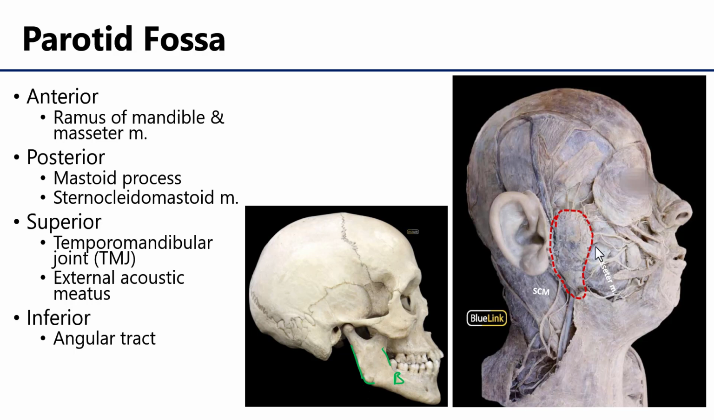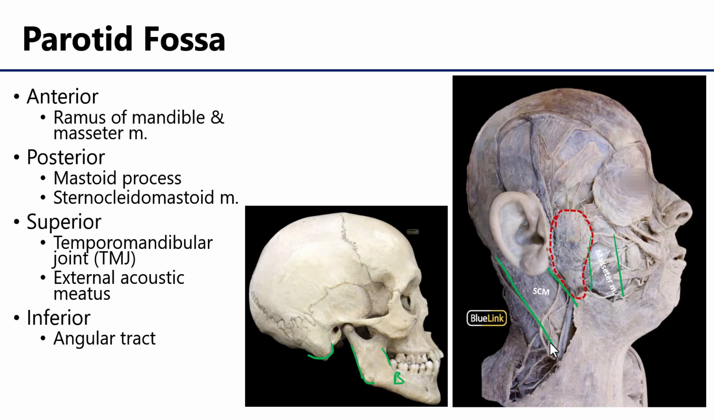And also the masseter muscle, which is located right there. The masseter muscle is one of the major muscles of mastication. That is, the muscles that move the mandible. How alliterative. The posterior boundaries of the parotid fossa include the mastoid process, which we can see there, as well as the sternocleidomastoid muscle.